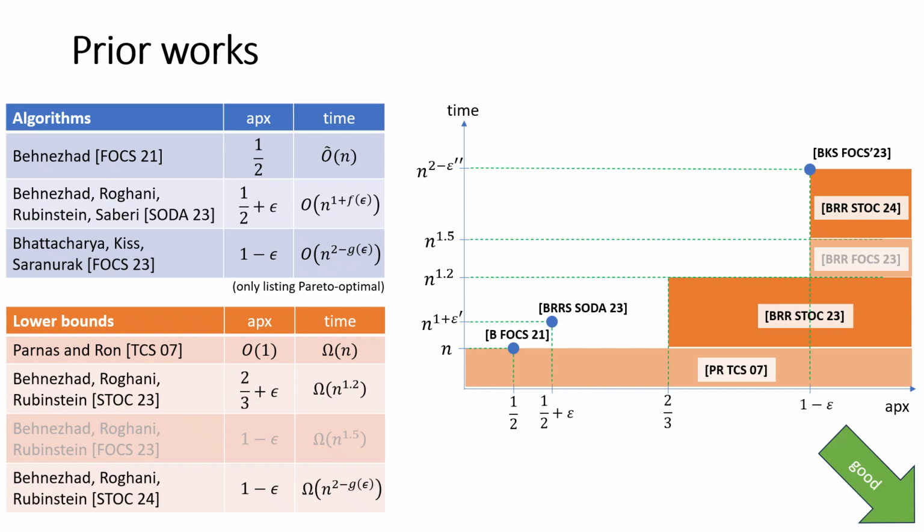And then Parnas and Ron had also a second result, which shows that in order to get any constant approximation, even to the matching size, as we're doing, you need at least n time. So that also makes Soheil's result optimal in terms of running time. Okay, so this arrow shows where you want to be in this picture.